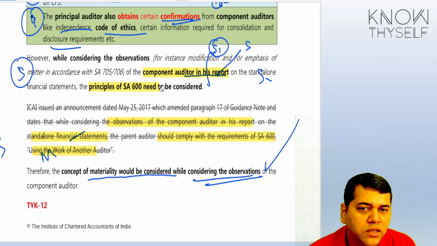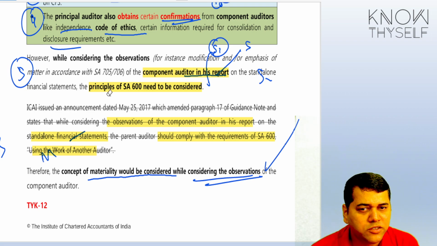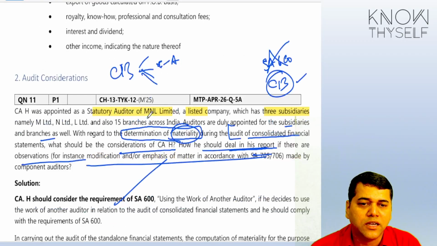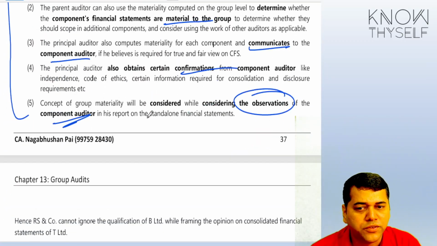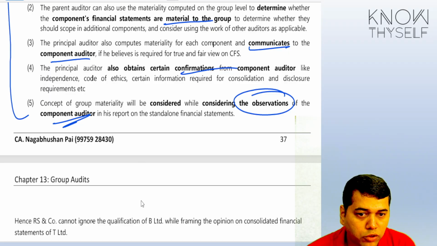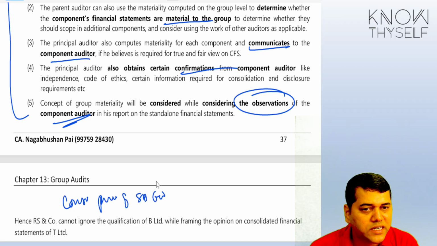The same thing they told. You need to follow the principles of 600. That's why I removed this para 17 and all. Because they said whatever your SA 600 told, you have to follow. So tell that you have to comply with the principles of 600. Yes, please update on this question. I may have to add one more element, that consider principles of SA 600. You can write that point also.